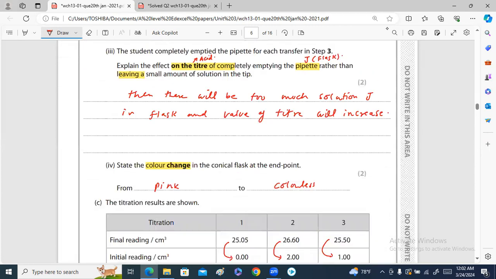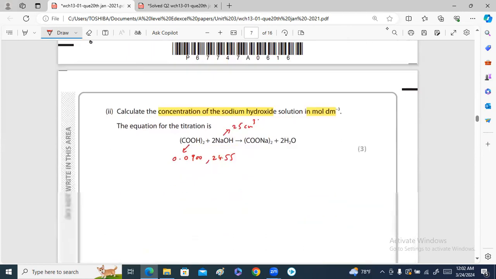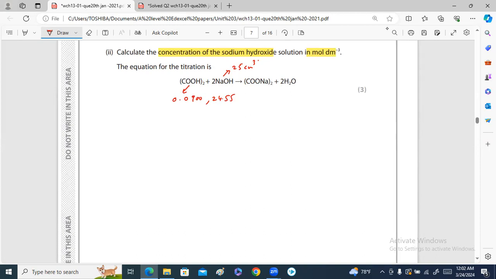Now, first of all, we can calculate the moles in ethane dioic acid. Moles are concentration times volume. So the concentration is 0.0900 multiplied by the volume, and we can convert it into dm cube. So this is, I think, 2.2095 times 10 raised to power minus 3.